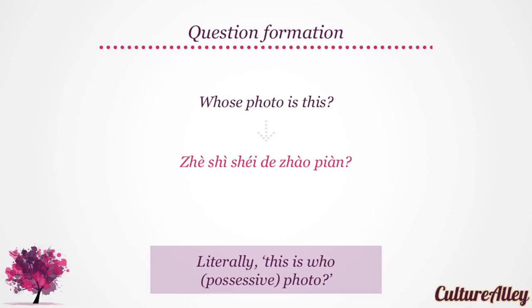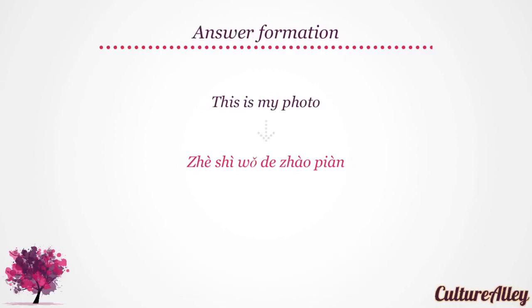Thus, whose photo is this translates to 这是谁的照片. Literally meaning this is who possessive photo. In response, this is my photo simply becomes 这是我的照片.